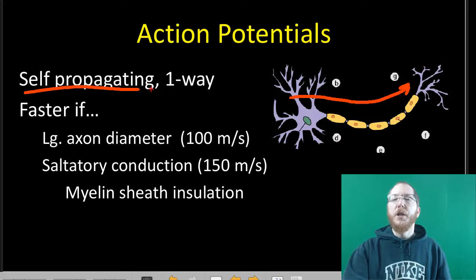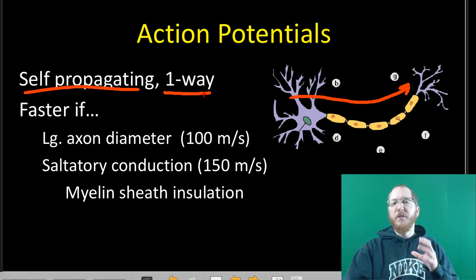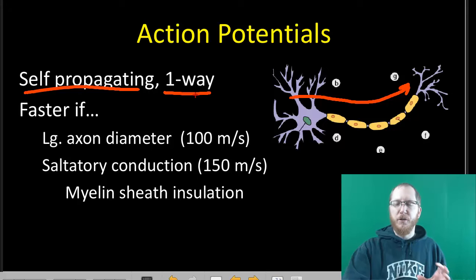It's going to be one directional in almost all animals. We've said there are some kind of oddballs, like jellyfish, that are very primitive and still have two directional signaling. But in general, it's always going to go from dendrite to axon. And we can adjust the speed of this.